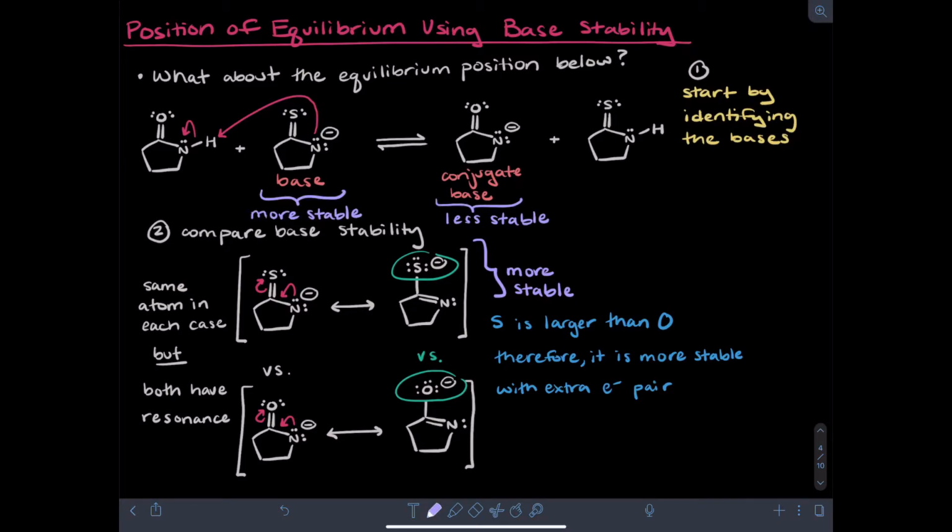Going back to my reaction equation up above, this means my base is more stable than the conjugate base. My equilibrium favors the side with the more stable base, so in this case my reactants are favored. I would draw my equilibrium arrow longer pointing toward the left to reflect this.